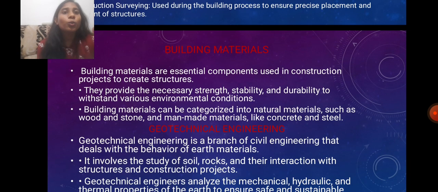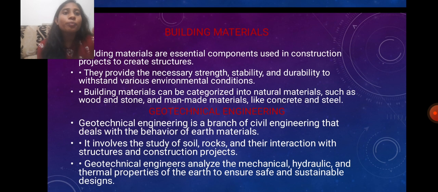Now let's go through building materials. Building materials are what? Building materials are established compounds used in construction projects to create structures. This involves the necessary strength, stability, durability, and ability to withstand various environmental conditions. Building materials can be categorized into natural materials such as wood and stone, and man-made materials like concrete and steel.